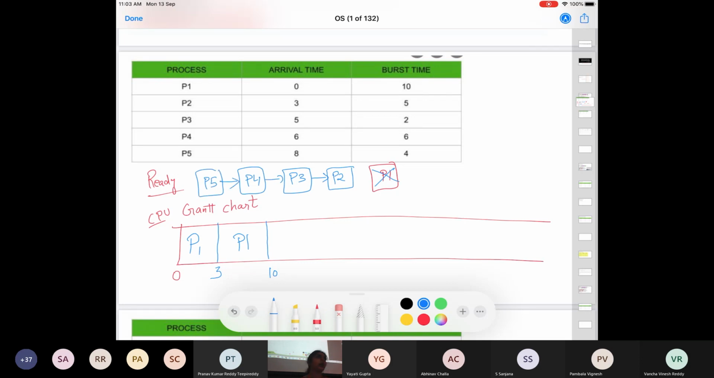Now I know in which order I have to execute things. So P1 finishes at 10. P1 is done. Now I need to pick a process to execute. P2 is at the head of my queue. So I take P2 and it's 5. So we execute till 15. Then comes P3. It's 2. You execute it till 17. Comes P4. Execute it till 23. Tell me if I do some wrong calculation. And then P5, it runs till 27. So this is how it looks.